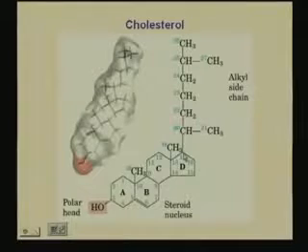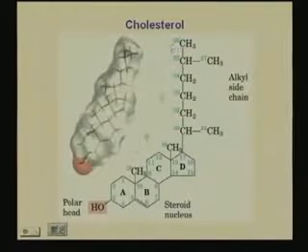Then we have 2 methyl groups attached, one to carbon 13 and one to carbon 10. These are numbered 18, the one that is attached to 13, and 19, the one that is attached to 10. Then we have the alkyl side chain, where we have a methyl group attached to the first carbon atom and a methyl group attached to the last carbon atom in the alkyl side chain.